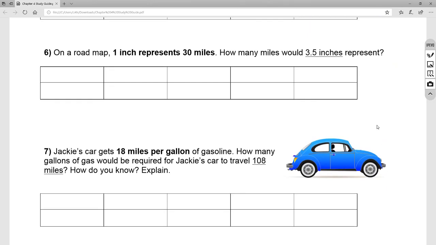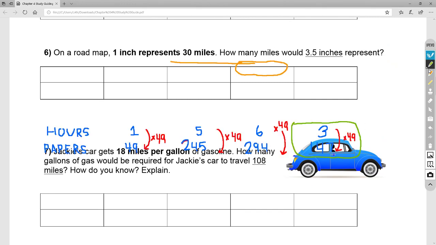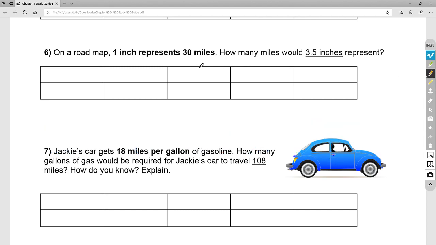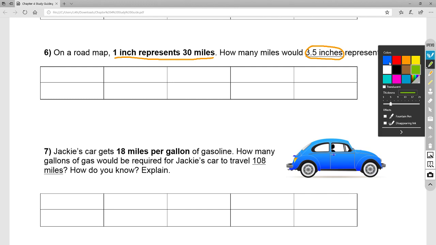Moving on to question 6. On a road map, 1 inch represents 30 miles. Same thing, this is important: we need to know how many inches represent how many miles. What we're trying to figure out is how much 3.5 inches would represent. So inches is what we're looking for. On our table, I'm going to write inches for our top row, and on the bottom is going to be our other label, which is miles.